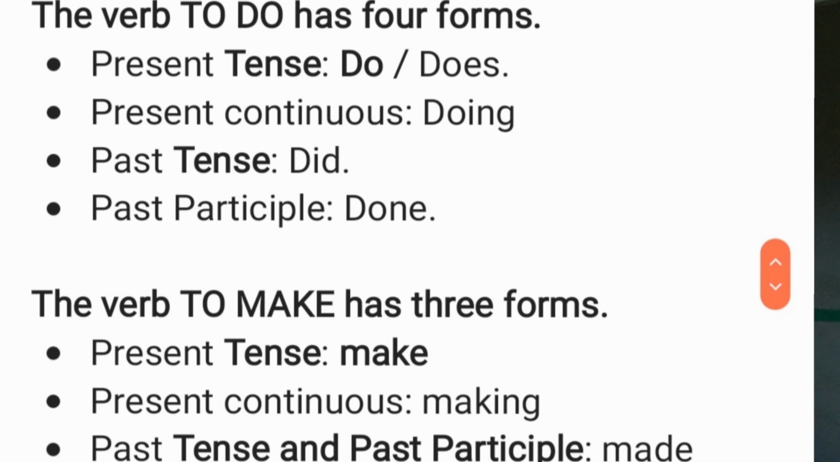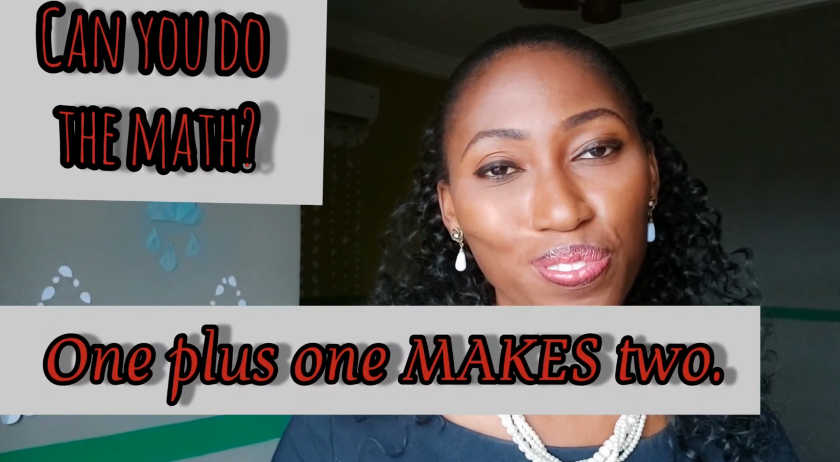Now, the verb to make has 3 forms. Present tense, make. Present continuous, making. Past tense and past participle, made. This is an example sentence for when you don't remember what tense of make or do to use. Can you do the math? 1 + 1 makes 2.